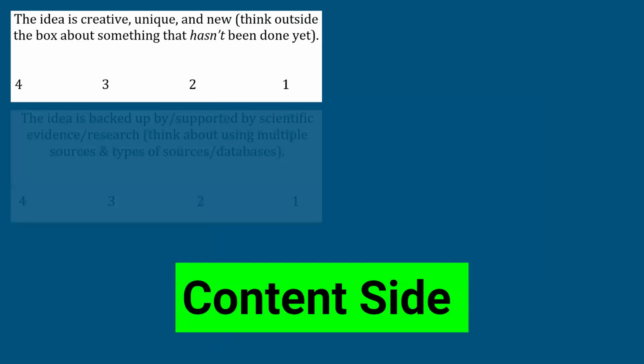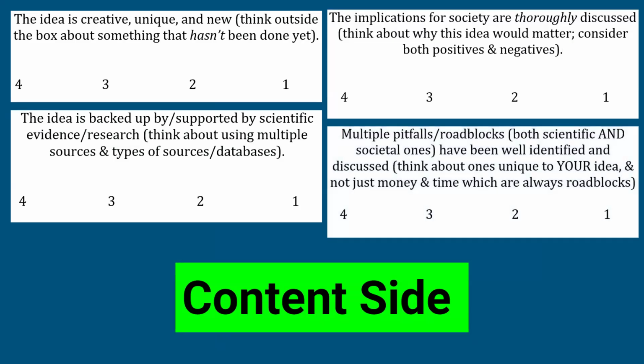So the content side is these 4 things. You have to have a creative, unique, and new idea. It has to be backed up and supported by scientific evidence and research. It has to have implications for society that are thoroughly discussed. And it has to have multiple pitfalls and roadblocks, both scientific and societal, that have been identified and discussed. You'll get more of this from your teacher as the class goes on, but those are the 4 big things that you're getting graded on for the content.